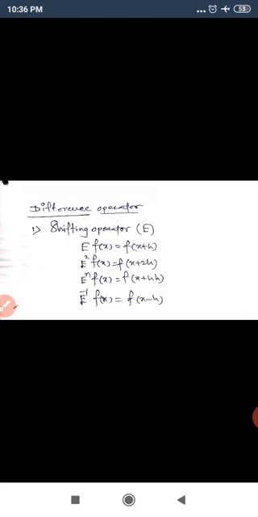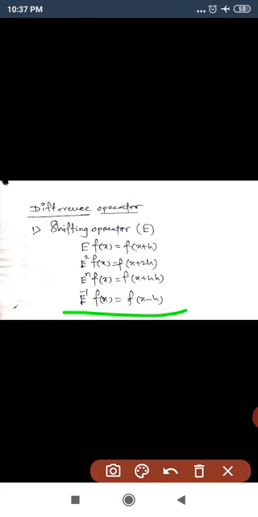E square of f of x, what will it be? f of x plus 2h; the increment will be by 2h. E square of y1 is y3, e square of y2 is y4, and in this way we can calculate e raised to n f of x equal to f of x plus nh, and also e raised to minus 1 f of x is f of x minus h, that means e raised to minus 1 y1 is y0, e raised to minus 1 y2 is y1, it will be less than x. So in general, h less and h more.